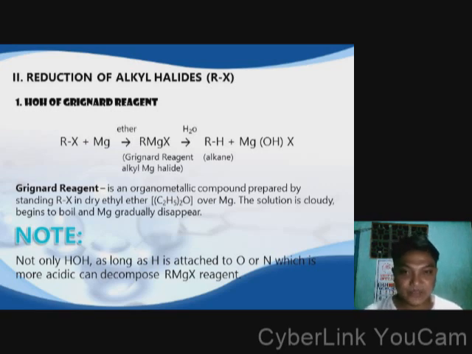Guys, board exam question, Grignard reagent. Tandaan nyo, RMgX. What is R? That is your alkyl group, and your magnesium, and X is your halide. Okay? X is your halogen.